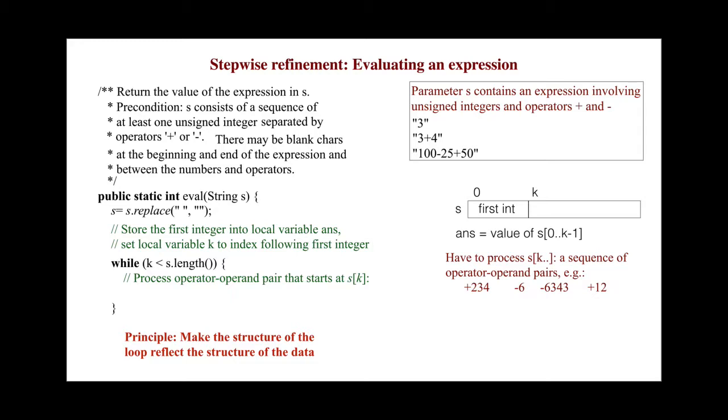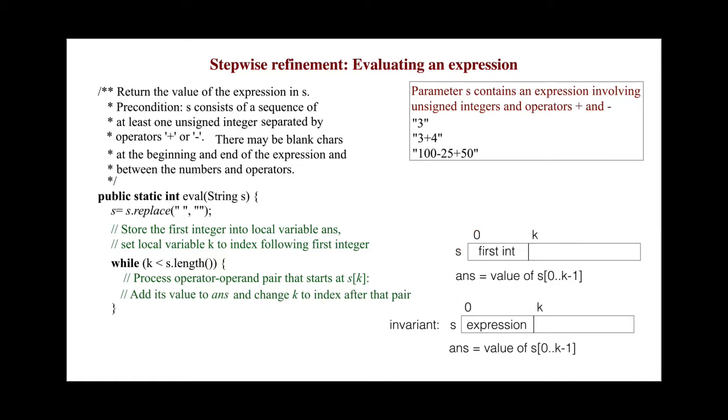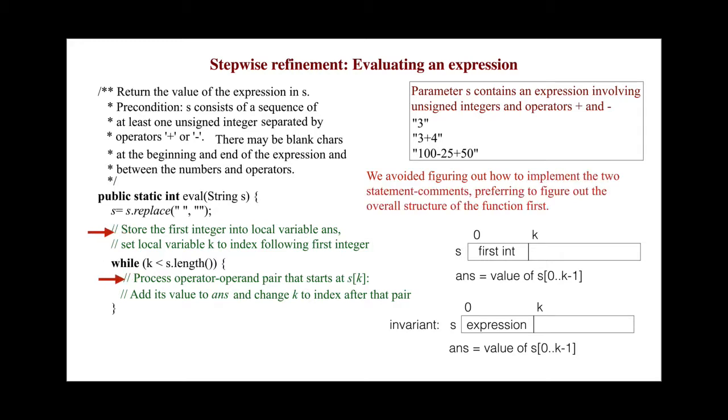How is an operator-operand pair to be processed? Its contribution to the answer can be accumulated in variable ans, and k can be set to the position following the pair. Note how the obvious loop invariant is a simple generalization of the precondition shown before. Instead of the first segment containing the first integer, it contains the part of the expression processed thus far. Note that we avoided figuring out how to implement the two statement comments, preferring to get the overall structure down first. After the loop, of course, ans must be returned.